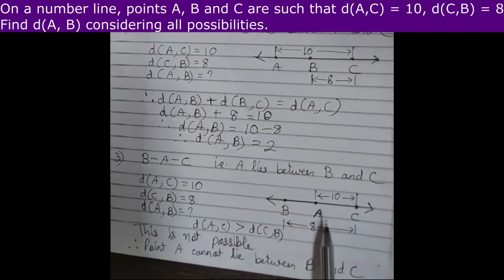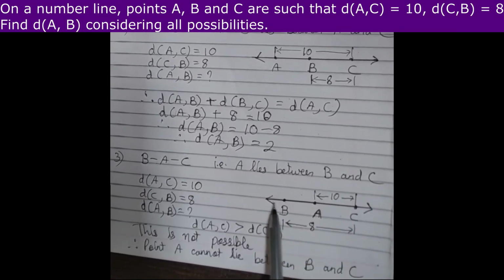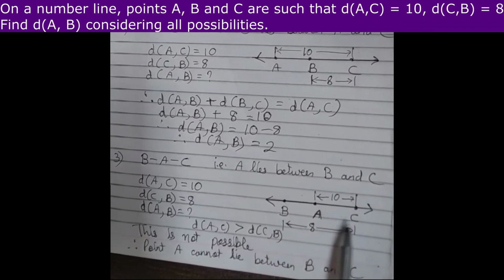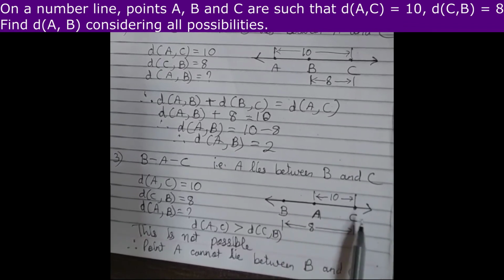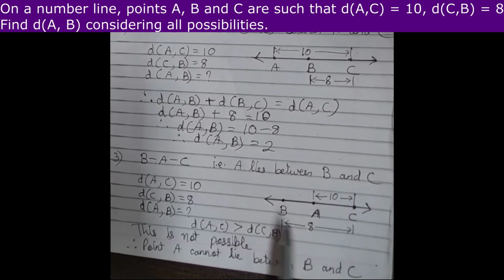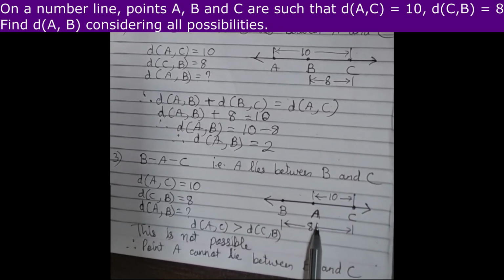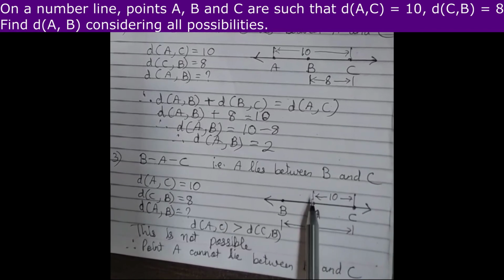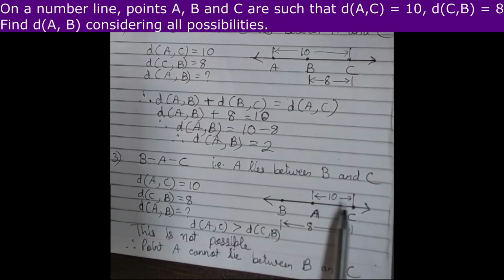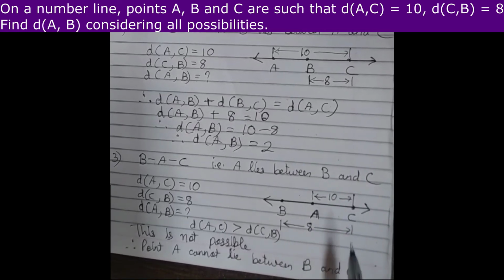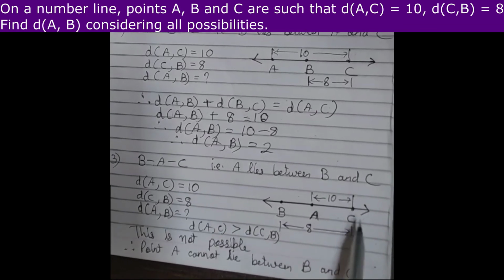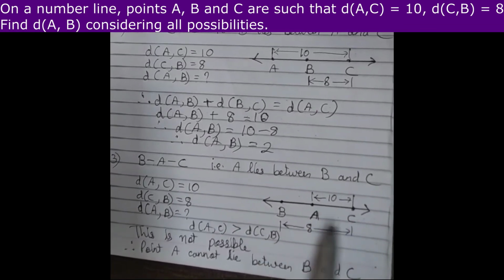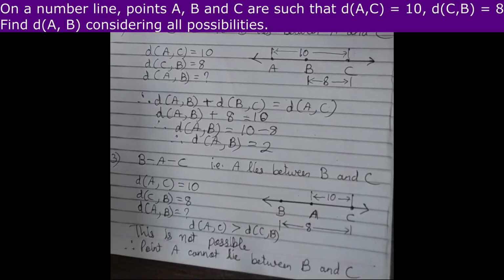It is given in the question that the distance AC is 10, and the full distance CB, CB and BC being one and the same, is 8. So this distance is greater than the full distance. Is it possible? No. Distance AC is greater than distance CB, which is not possible.